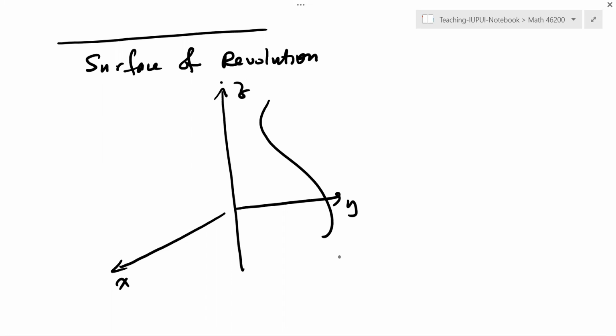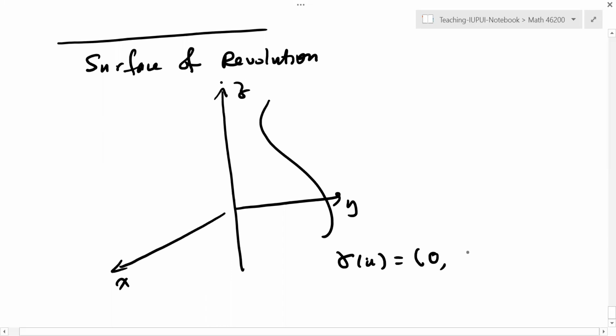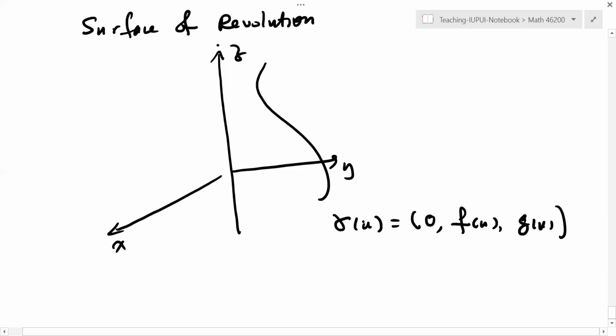How can I describe it? This is a gamma. I'm going to use gamma of U. Gamma of U is going to have first component 0, and I can use F of U and G of U. How about like that? So this is in the YZ plane. You can also start with the XZ plane. Maybe better to use the XZ plane first, because of computation. So that's the formula.